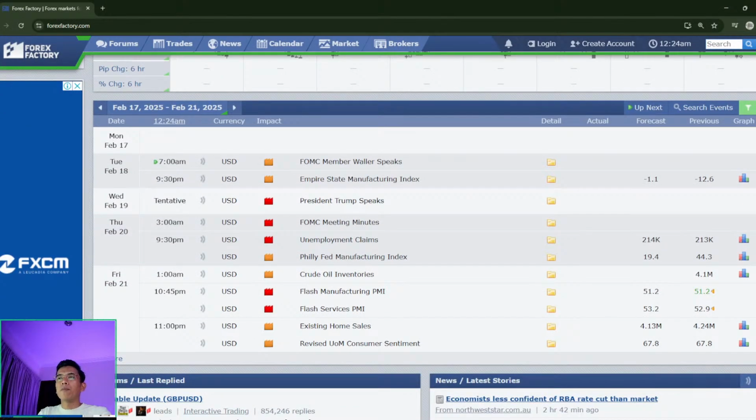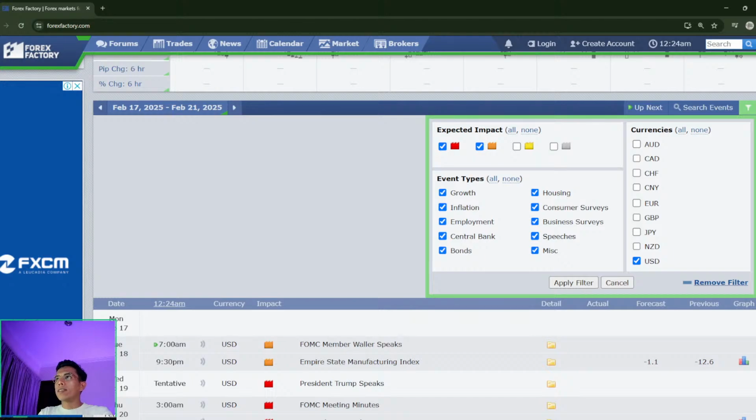Yes, we do have medium impact news on Tuesday, but as usual, you can also pay attention to the medium impact news, because sometimes medium impact news can also give some volume in the market. This is all the news that will be happening during the US session. Understood? So right now let's remove the medium impact news and just focus on the high impact news.